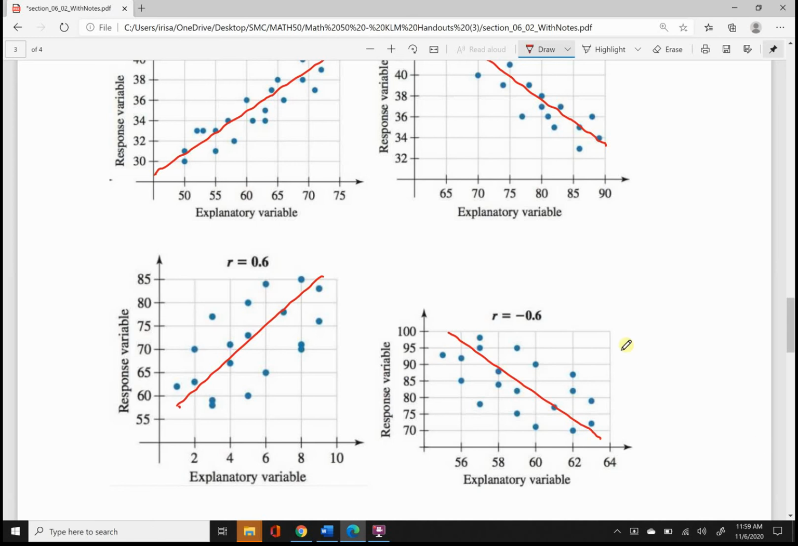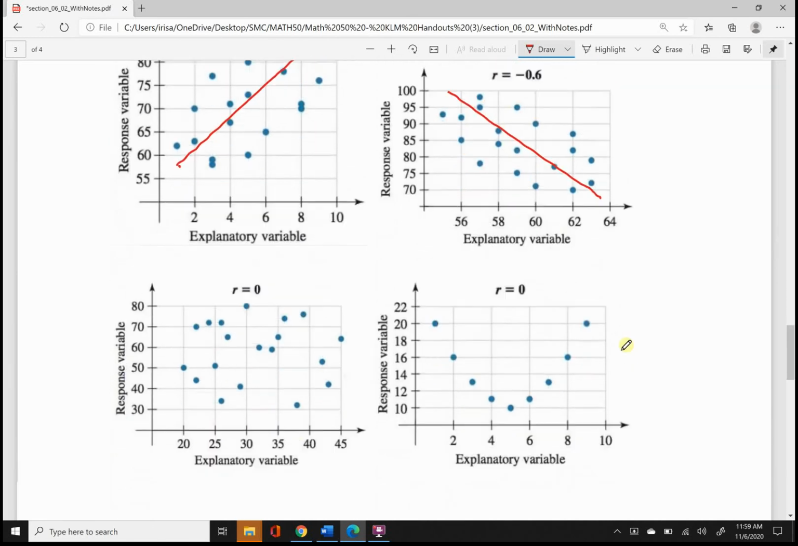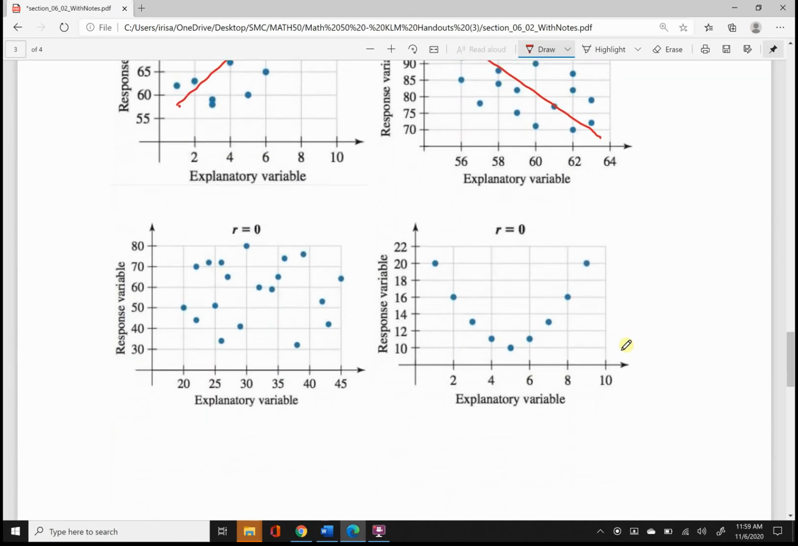Okay, cool. And now lastly, we have two instances in which we would have an R value of 0, and that would be associated with your blobs, which is what we have here, or your non-linear associations.